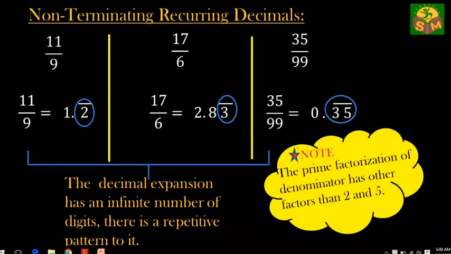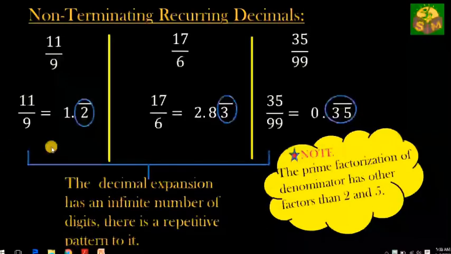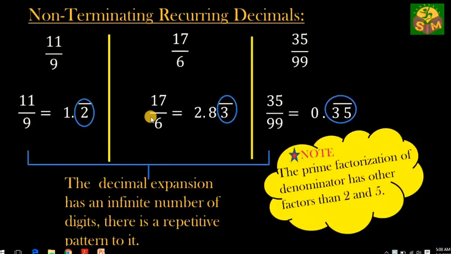In non-terminating repeating decimal expansion, you will find that the prime factorization of the denominator has other factors than 2 and 5.